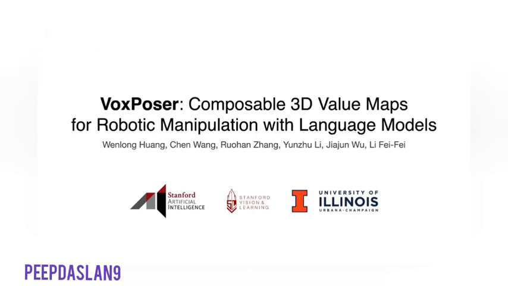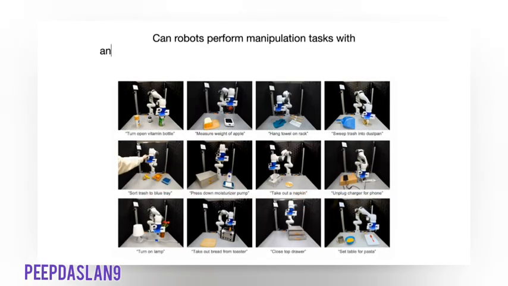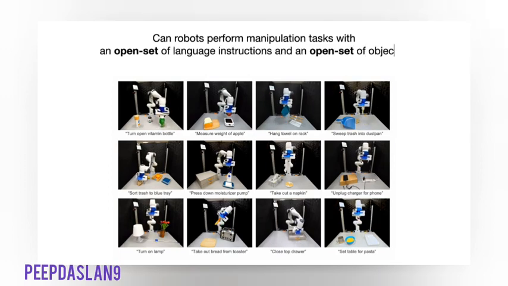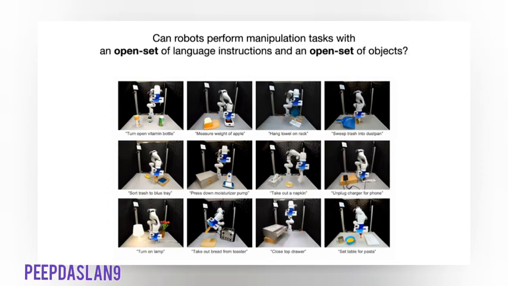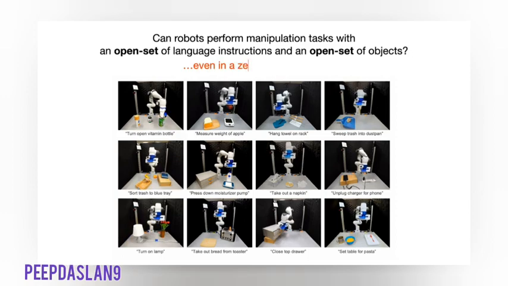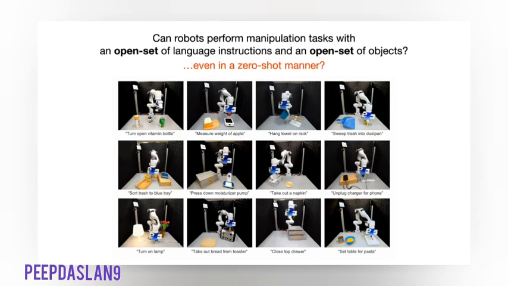This video introduces the project VoxPoser, Composable 3D value maps for robotic manipulation with language models. How can we enable robots to perform manipulation tasks with an open set of language instructions and an open set of objects? And can this even be achieved in a zero-shot manner?